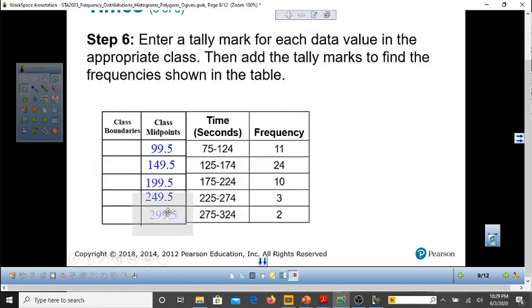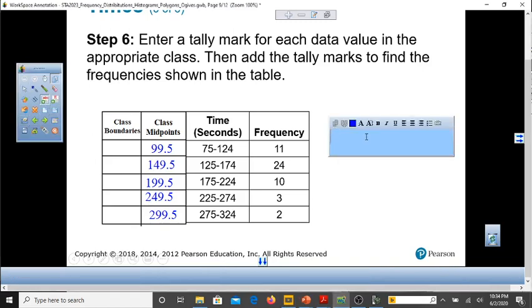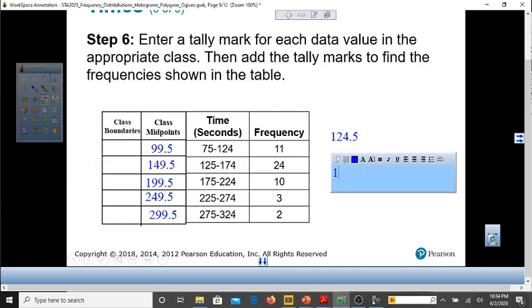Next, what are my class boundaries? The class boundaries are the values halfway between one class and the next class. And you can see halfway between 124 and 125 is 124.5. So we are going to type that in right now. 124.5. And then the next one would, of course, be 174.5.